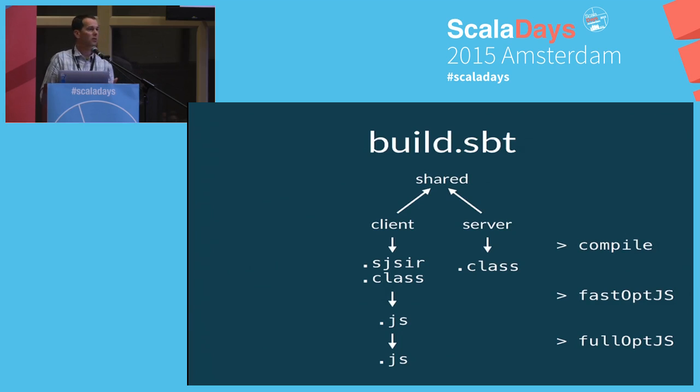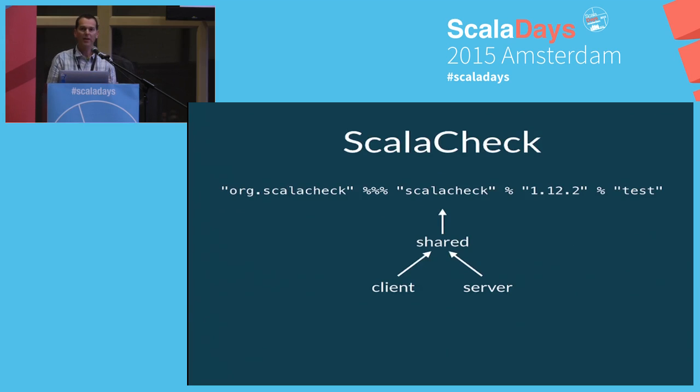But whilst we're on the subject of the build, you can obviously depend on third-party libraries too. So I'm depending on ScalaCheck, which is a property-based testing framework. If you're not using it, you should be using it. Take a look at it.